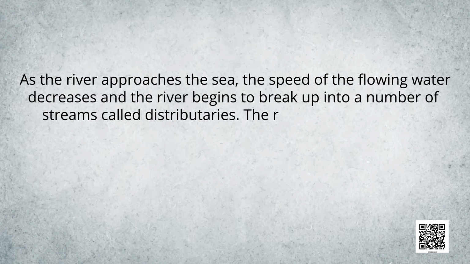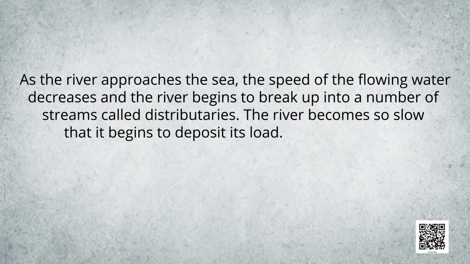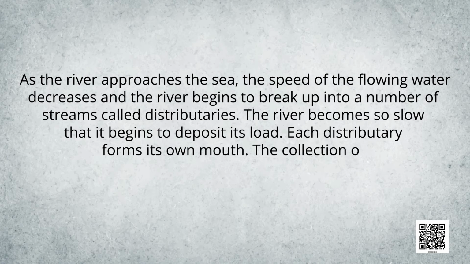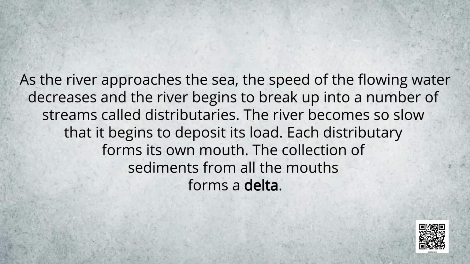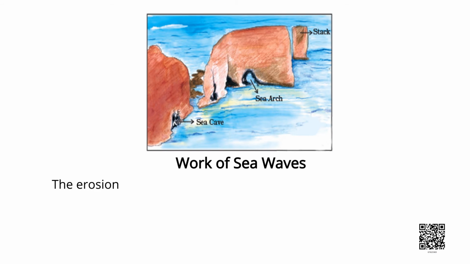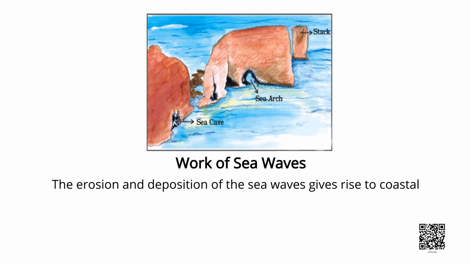The river becomes so slow that it begins to deposit its load. Each distributary forms its own mouth. The collection of the sediments from all the mouths forms a delta. Let's talk about work of sea waves. The erosion and deposition of the sea waves gives rise to coastal landforms.